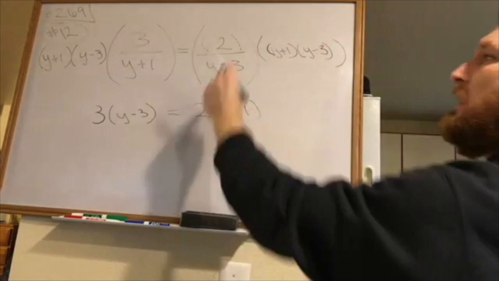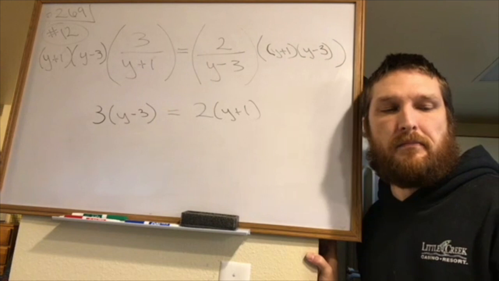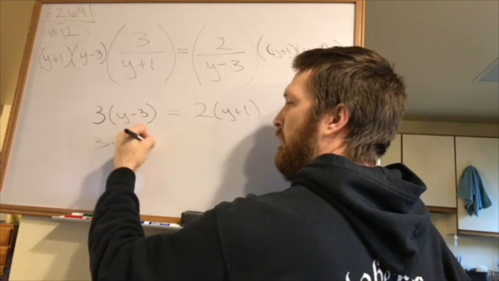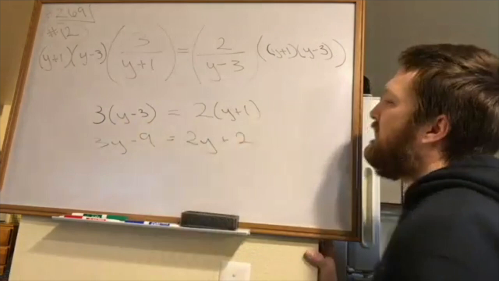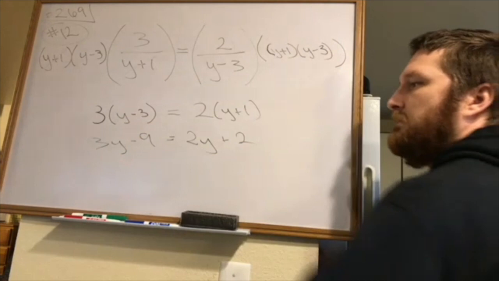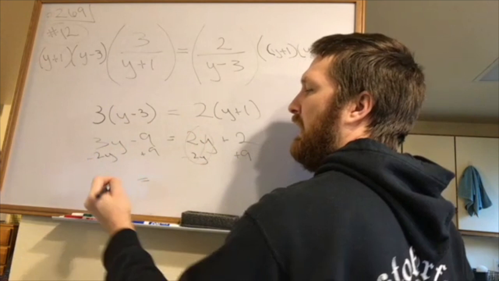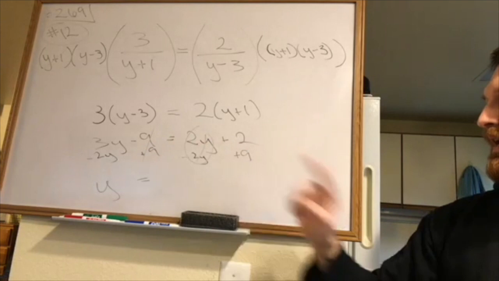Okay, now what do we do? We're trying to simplify. So you get 3y minus 9 equals 2y plus 2. Perfect. And now what do you want to do? How do you want to go about doing it? I suppose you can subtract 2y from each side and then add 9 to each side. There we go. Minus 2y from both sides. Add 9 to both sides. The 2y's are gone. I'm left with 1y on the left. The 9's are gone. I am left now with 2 plus 9, which is 11. Y is equal to 11.